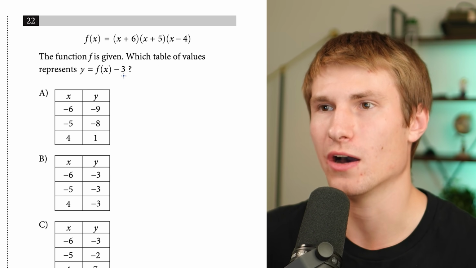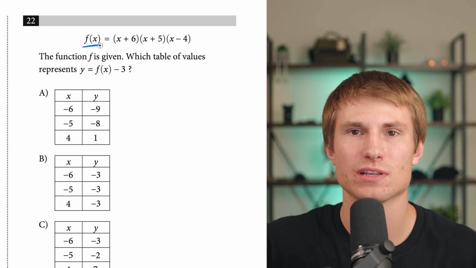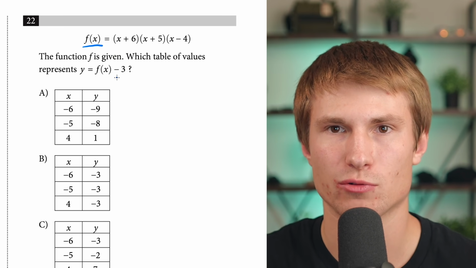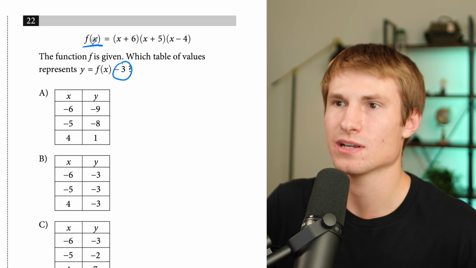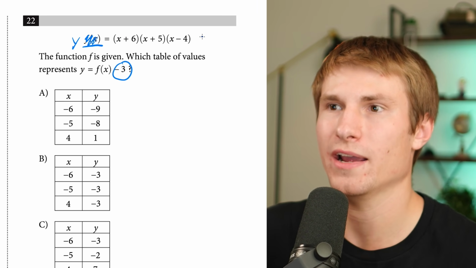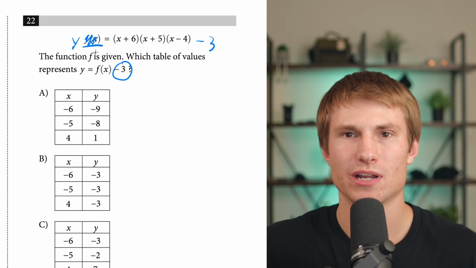Which table of values represents y is equal to f of x minus 3? Very important thing to recognize here is that f of x is this equation. We have to do that minus 3 there, okay? So what we can actually call this is, I'm just going to scratch this out, I'll call it y, and then I'll just add that minus 3 at the end. It's the same thing. All right, so now we have our new equation y.